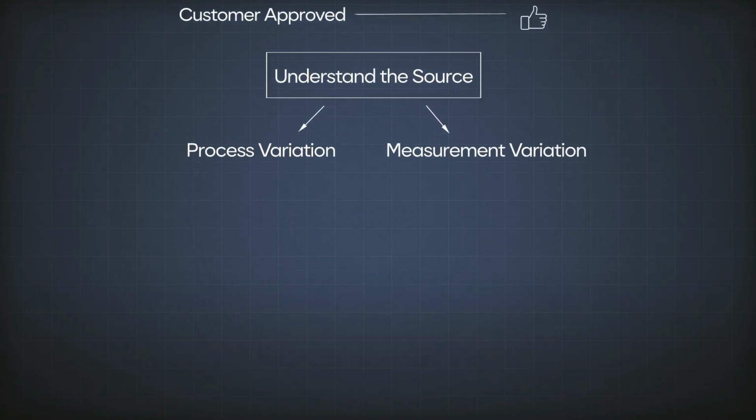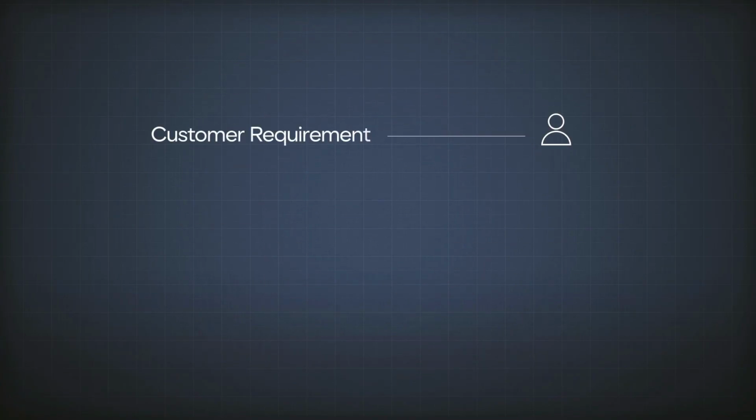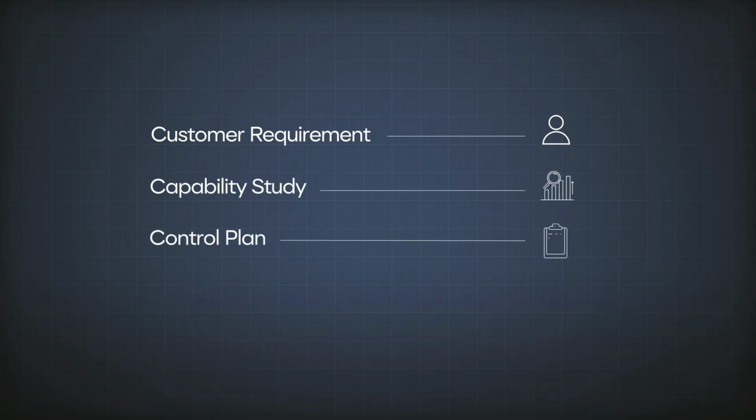This is why customers require Gauge R&R. Capability studies depend on reliable data. Control plans depend on reliable measurements. PPAP approval depends on reliable evidence. That's why measurement system analysis is not optional.